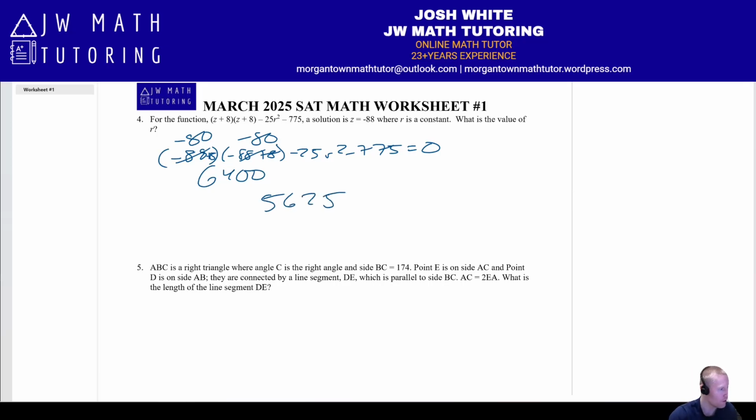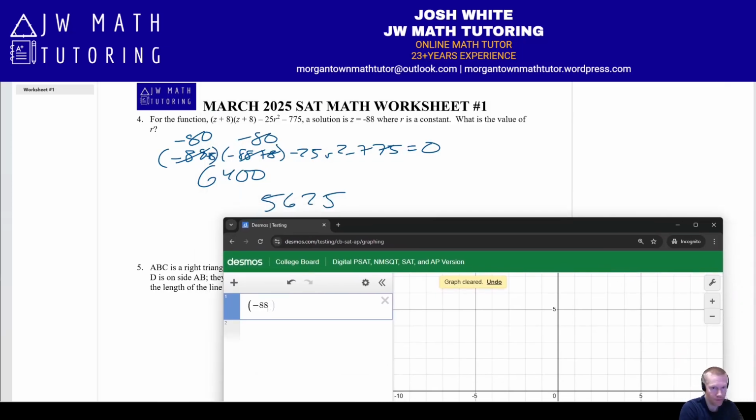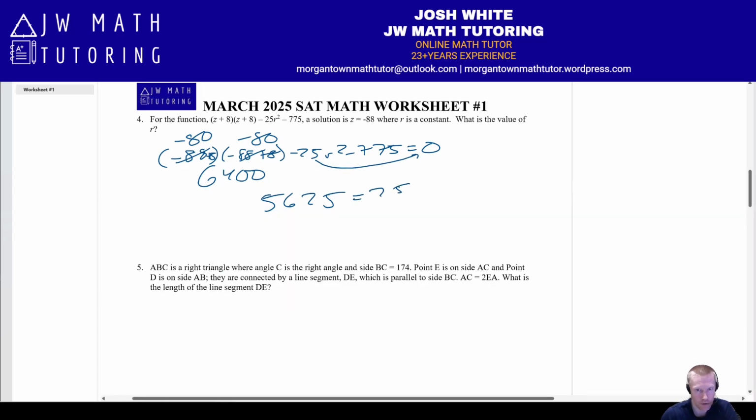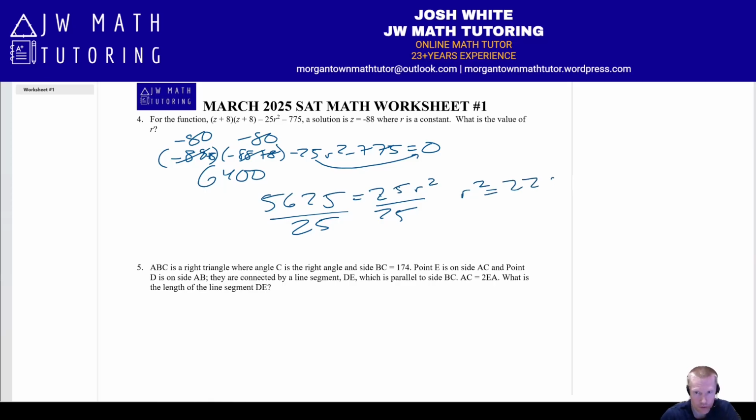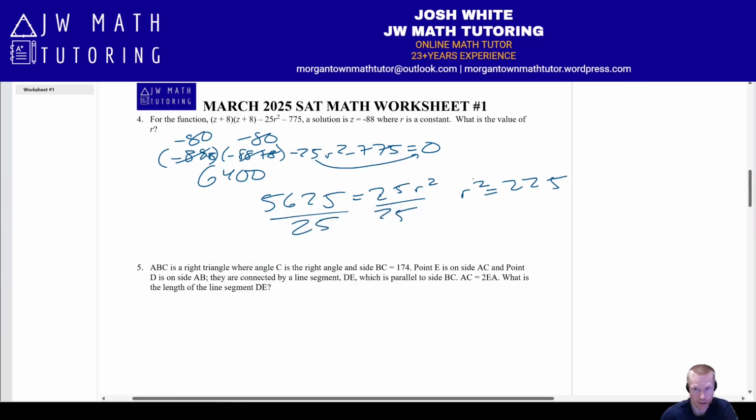Let's just go to Desmos to confirm that. And you can type the whole thing in just to be safe. So we have this part and then minus 775. Yep, 5625. And then I'm going to move this term over to the right by adding it. So it's equal to 25r squared. Divide by 25. R squared should equal 225. Again, we can just confirm this in Desmos. Yep. And then the square root of that is just 15.